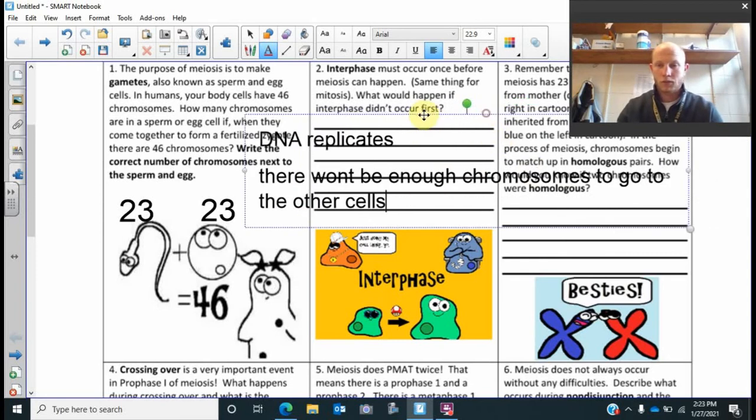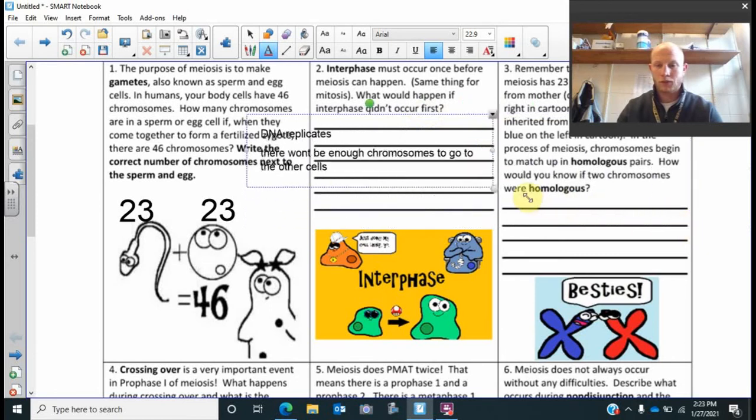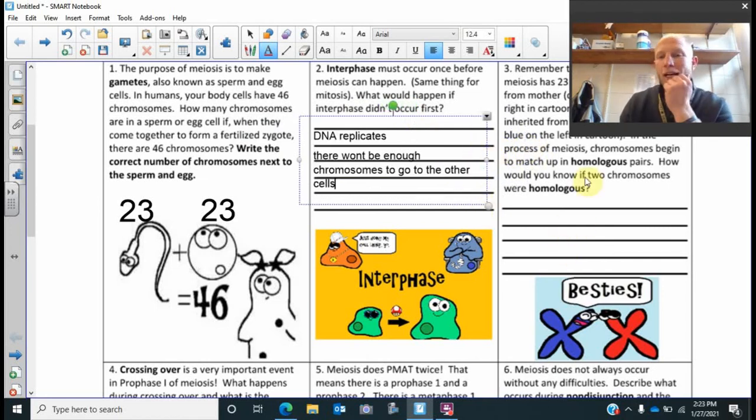I'm going to shrink that down a little bit so it doesn't look so crazy. Maybe we can make it a little bigger like this. All right, there we go.